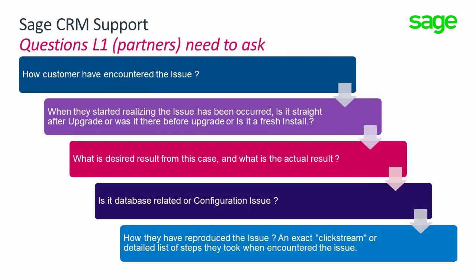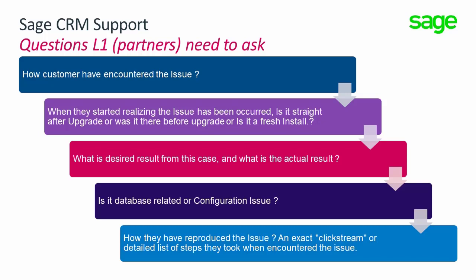Next, when the customer has all the things and has handed over to the L1, now what does L1 need to ask from the customer? Now it's time for the L1 team to ask the questions from the customer for further investigation. So how did the customer encounter the issue, and especially when did they realize that the issue occurred? Have you done any upgrade? From which version did you upgrade? And is it straight after upgrade, or was the issue before upgrade? Or is it a fresh install? So it is very necessary to know when the breakdown happened.